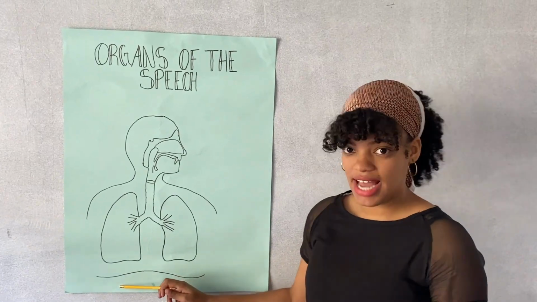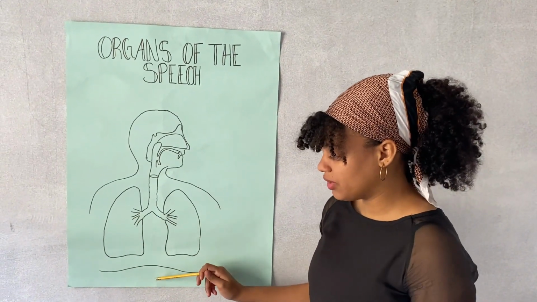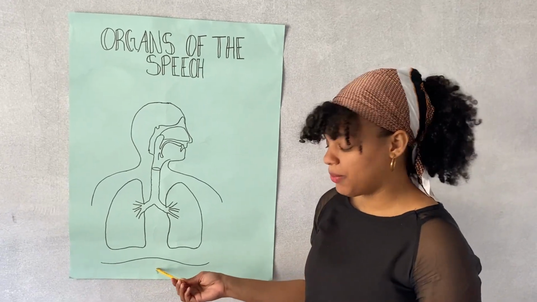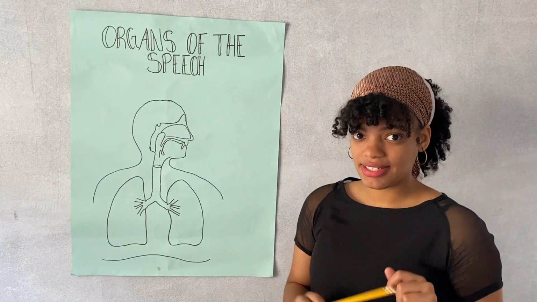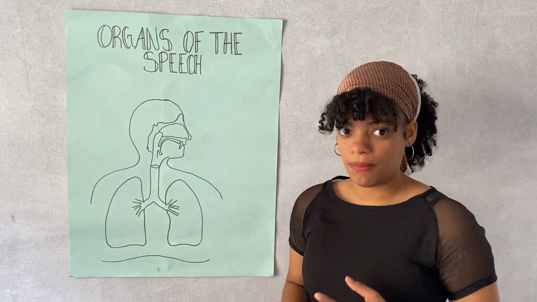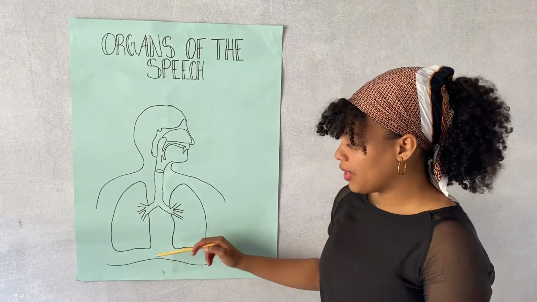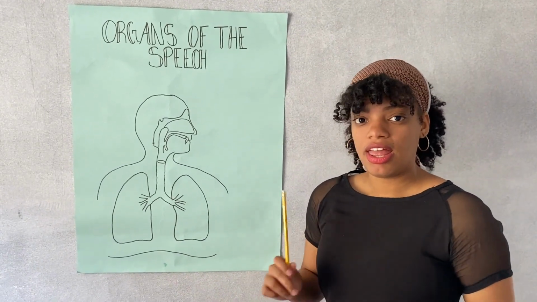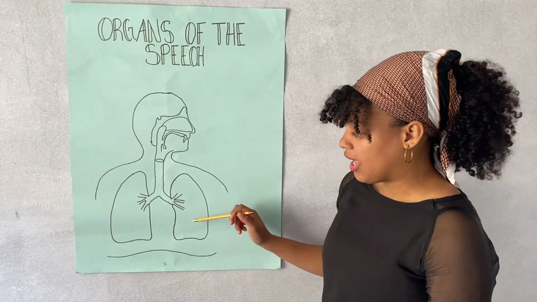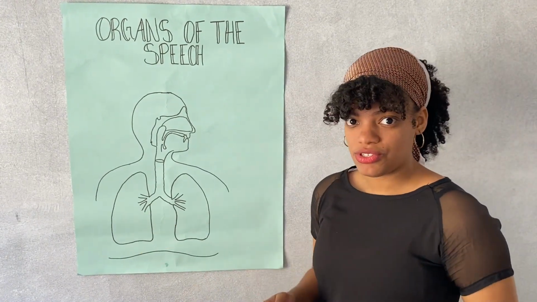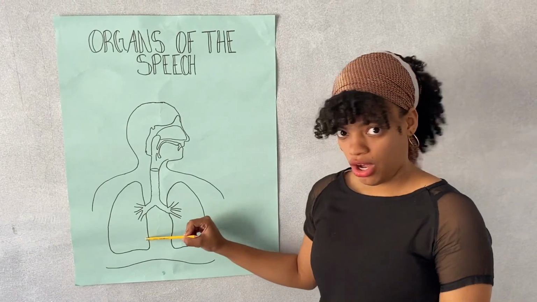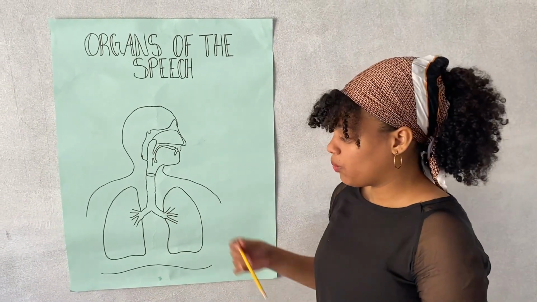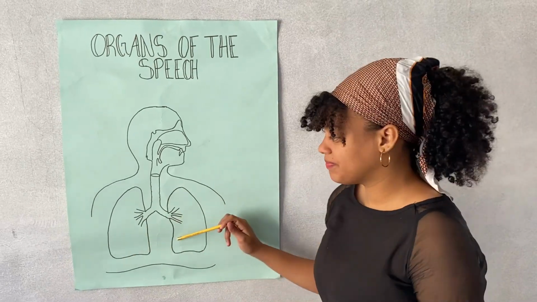There we have the diaphragm, which is located right below the lungs. It is the major muscle of respiration, and it contracts rhythmically, continuously, and involuntarily. Right above the diaphragm, we have the lungs. They are situated in the rib cage, and they provide the source of energy for the airflow. They contract and expand when we breathe in and out.